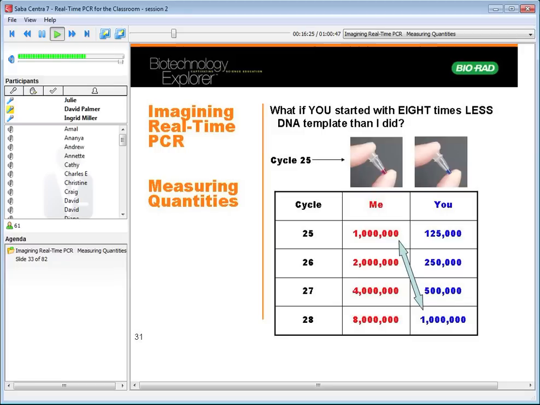We can look at this another way too. If I've got my red tube, cycle 25 with 1 million copies, and you've now got a tube of PCR reaction with green dye in it, and it has 8 times less DNA in it, then at cycle 25, it's only going to have 1/8 as much. But then cycle 26, it will double, 27, it will double, 28, it will double again. Cycle 28, you've got 1 million copies, the same amount as I had back at cycle 25. So it took you 3 cycles, but you caught up to the same 1 million copy number that I did.